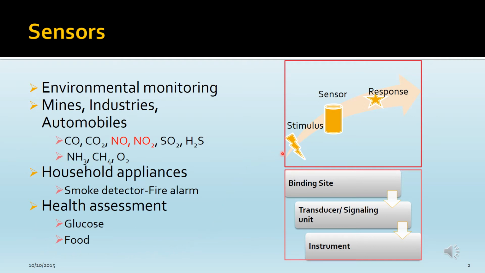What is a sensor? It is a device on which a stimulus triggers a response. In chemical sensors, the substance binds to the transducer or signaling unit, and this event is a response recorded into an instrument.